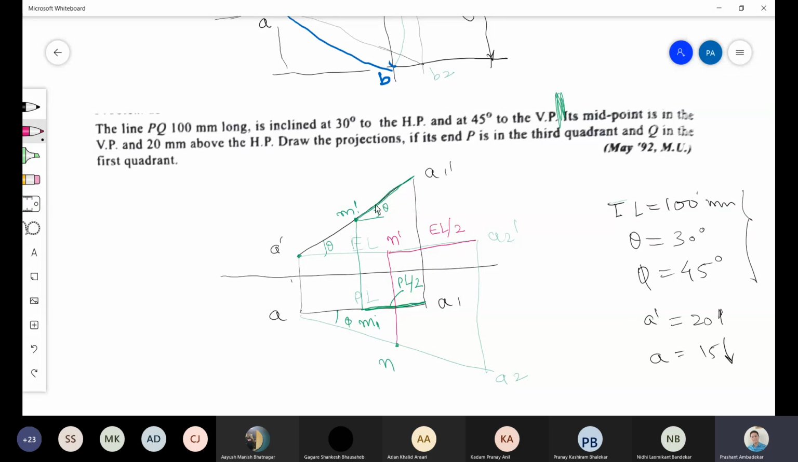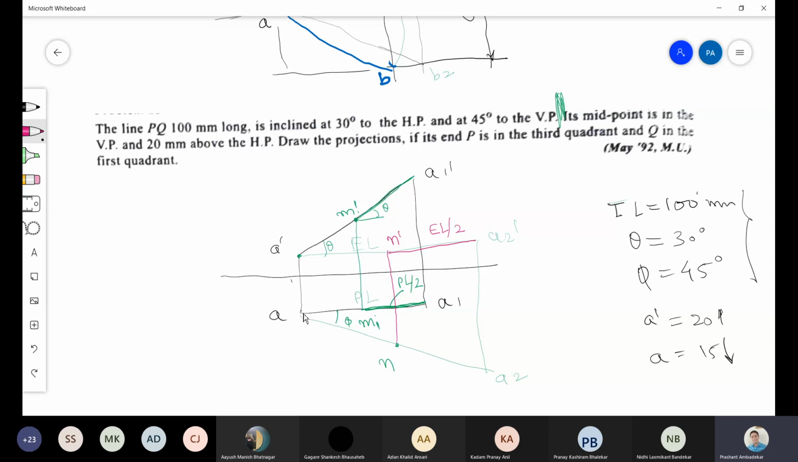So how much is this? Half of the true length. And how much is this? Half of the plan length. Similarly, we will draw this. How much is this? Half of the true length. And how much is this? Half of the elevation length. And then we will get the points, and then we'll extend this. How much will we extend? Equal to half of the true length. Similarly, how much will we extend this? Half of the true length.